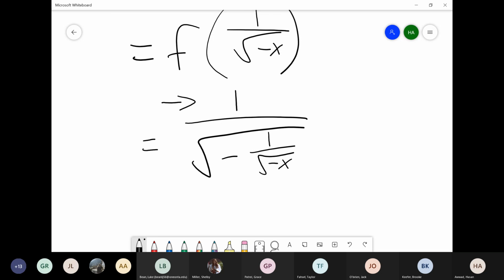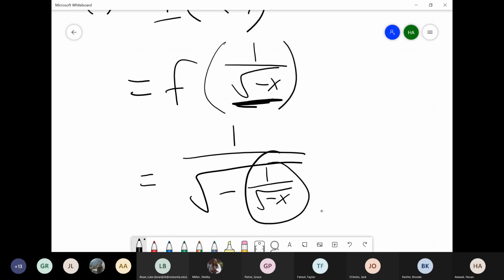So again, notice what's not changing: the 1 over the square root part and this negative are all just pulled from the fact that this is function f. The only thing that did change is this circled piece, which used to just be an x. But instead of it being an x, now it's the new input, 1 over the square root of negative x. Any questions on this part in particular before we move on to Part C?